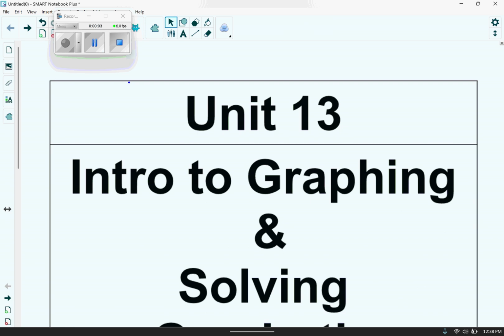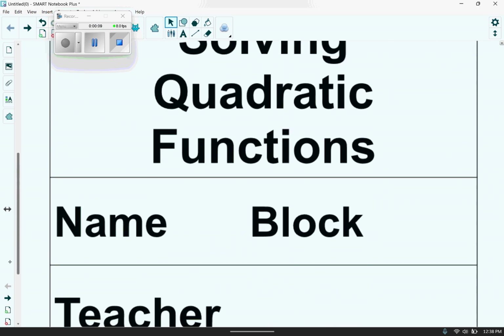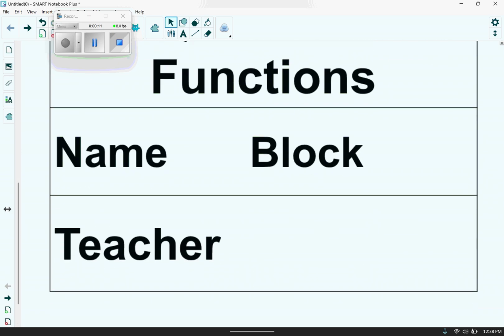As we start into Unit 13, we are going to intro graphing and solving quadratic functions. Again, this is Ernesty.